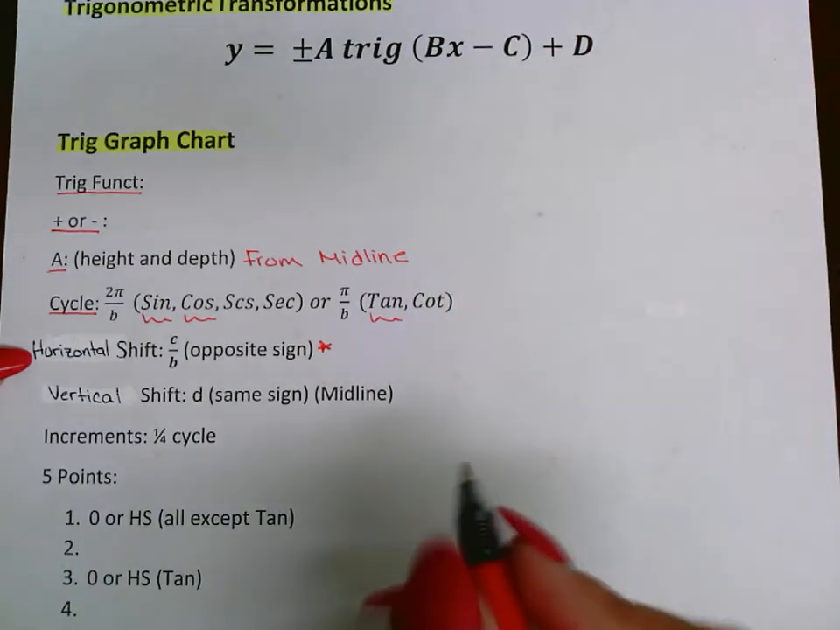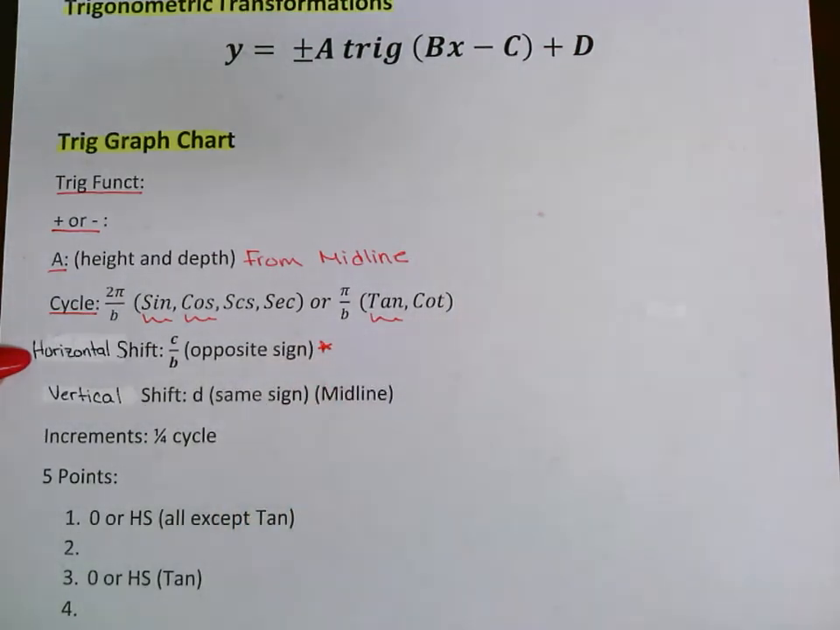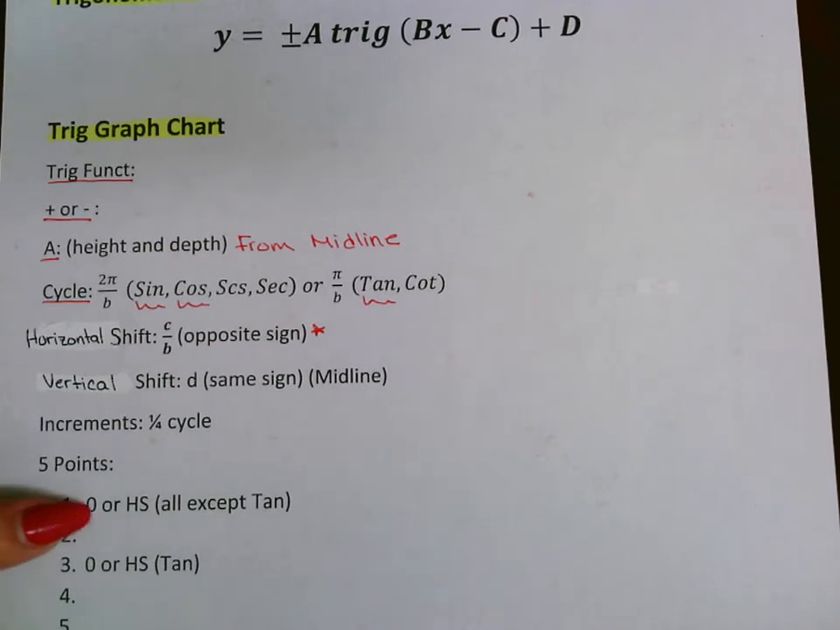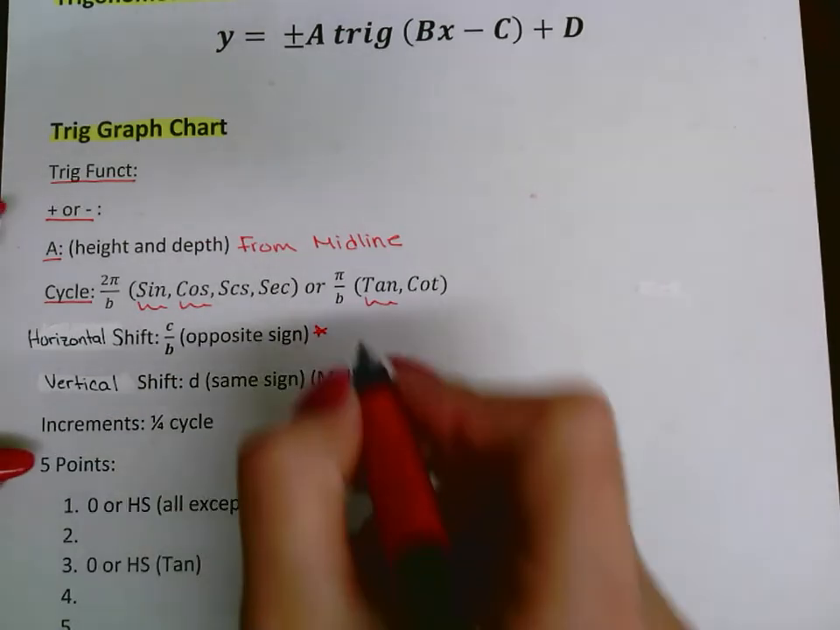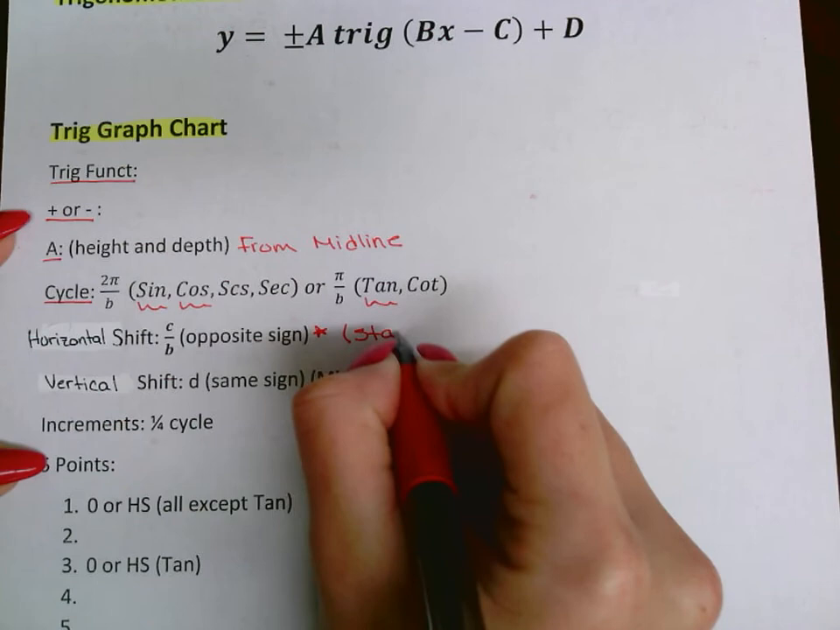This is also going to be my starting point. Remember I told you all of them except tangent start at the origin? Well, if I have a horizontal shift, I'm no longer at the origin, I'm at that point. If you look at the first thing on the 5 points, it says I'm either starting at the origin or at my horizontal shift. So, this is also my starting point.